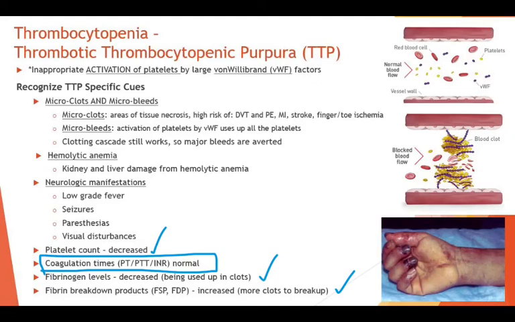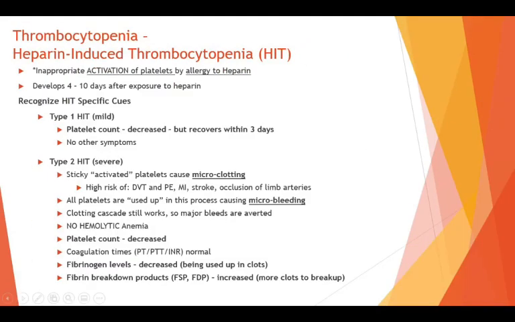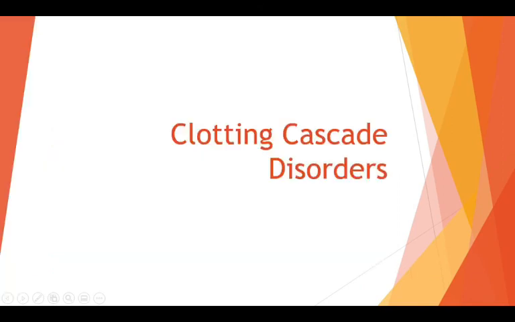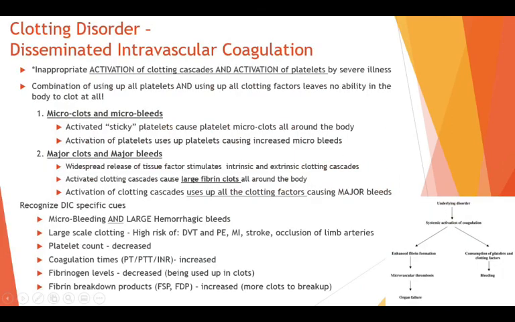So that is the one big difference between TTP, HIT, and DIC. DIC has, yes, decreased platelet count, yes, decreased fibrinogen, yes, fibrin split products, that's all the same, but now we have our coagulation system involved. So this is the big difference between DIC and TTP and HIT.